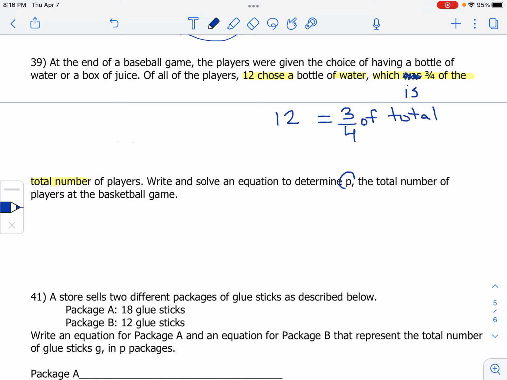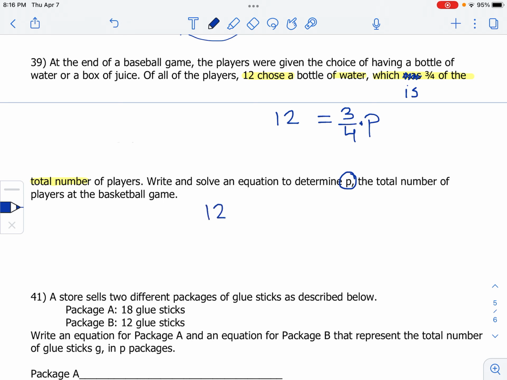Well, we know we're going to use P for the total number. So I'm going to replace the word total with P, and we're going to replace the word "of" with multiplication. You can use a dot or nothing at all. So 3/4 times P equals 12. Now we want to solve it.